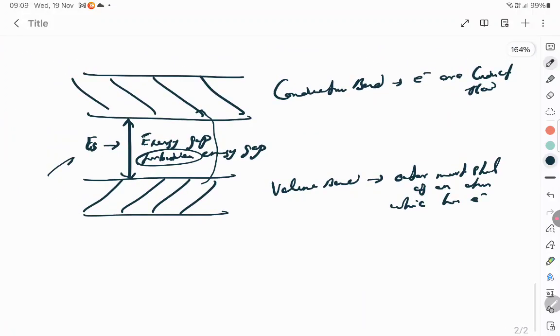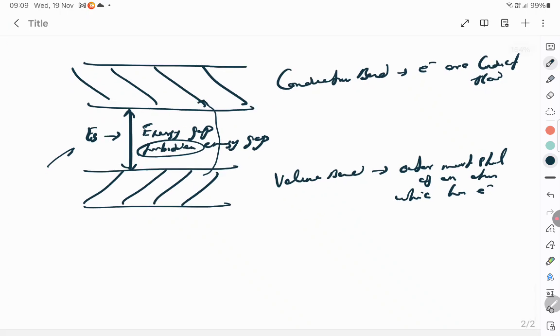So what is a valence band? It's the outermost shell of the atom where the electrons are present, which has the ability to conduct. But the conduction band is the band where electrons are really flowing and contributing to electric current. So you have understood the basic difference between valence band and conduction band.